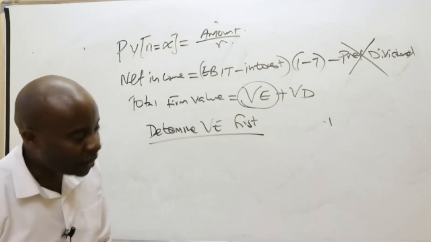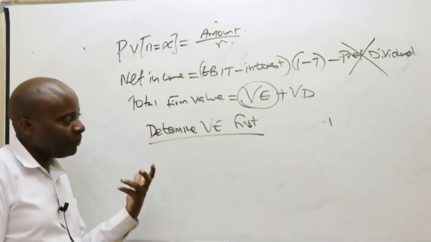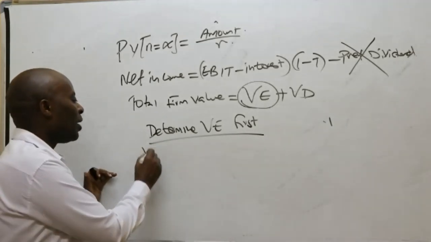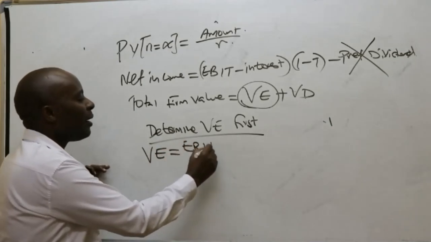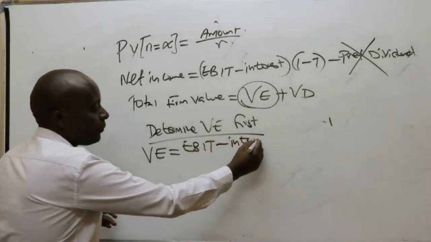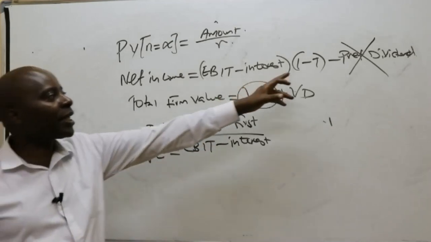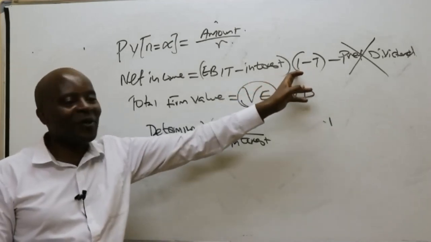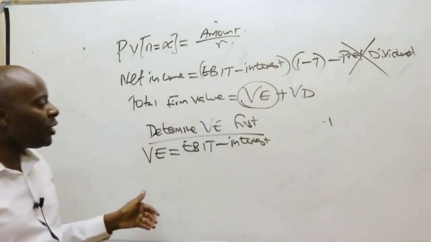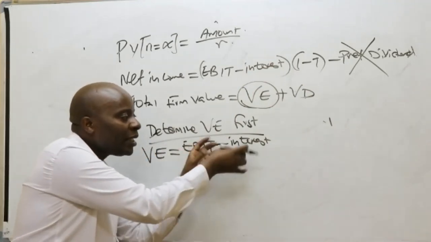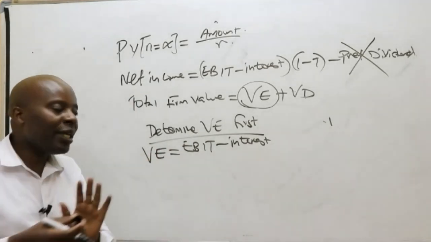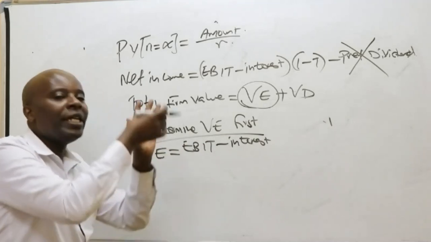To get the value of equity, you will look at the net income. How much will these equity holders get? The net income is EBIT minus interest. Of course, the tax being 0, this will be 1 minus 0, so it's 1, and there is no good reason for me to write it. And of course, preference dividends are not there. So the equity holders will be eating this. This is the net income for them, and they're going to get this figure every year, meaning it's a figure receivable indefinitely.